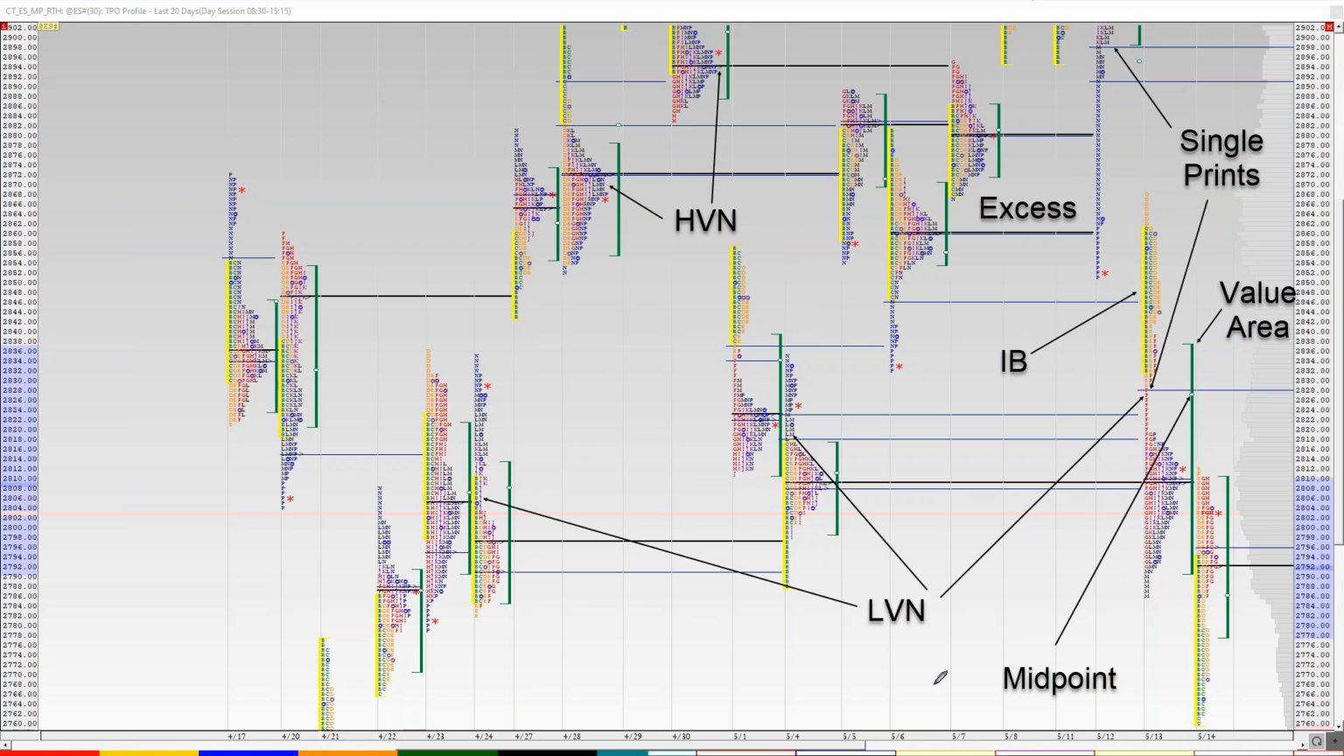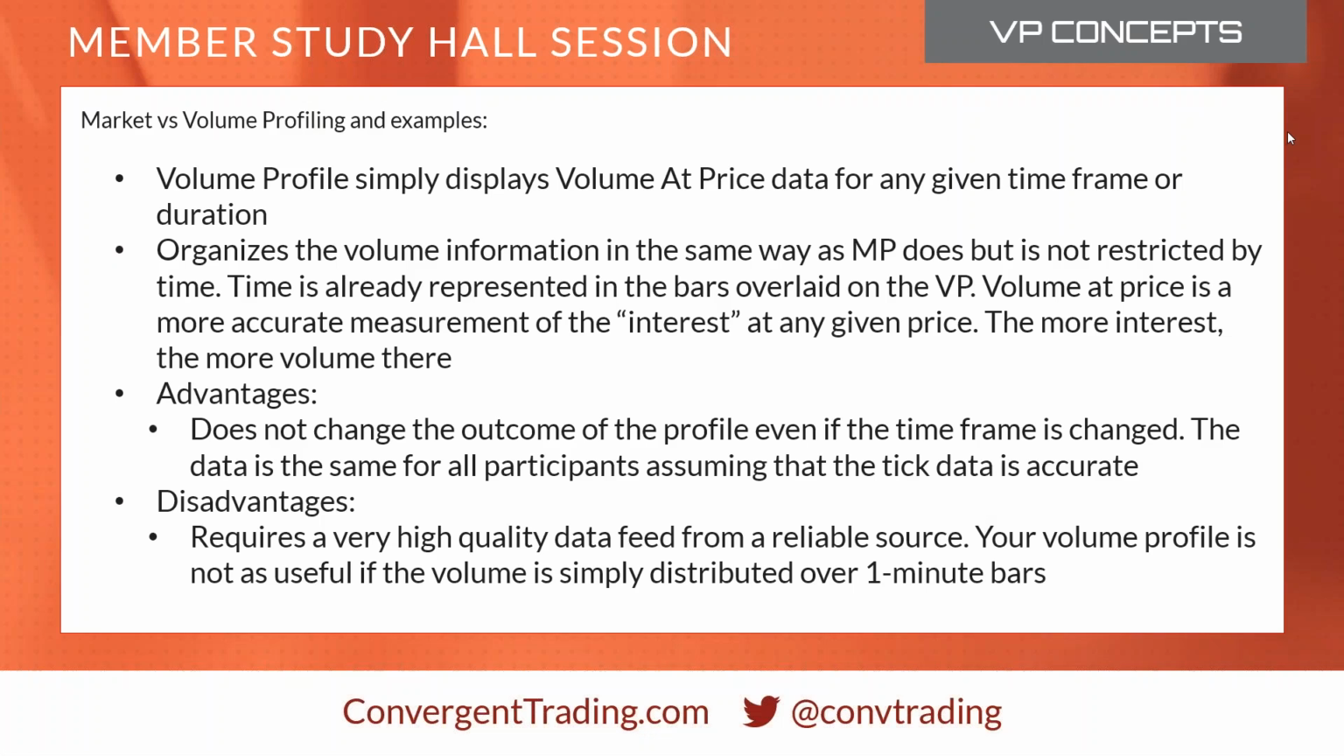But what you have in front of you here are the basic components of a market profile, also a volume profile, but we look at things differently because we don't have single prints and things like that in a volume profile. What is a volume profile? Volume profile simply displays volume at price. It's simply outlining volume at every price, for any given time frame or duration. It organizes the volume information in the same way as MP does, but is not restricted by time. Time's already represented in the bars overlaid on the VP.